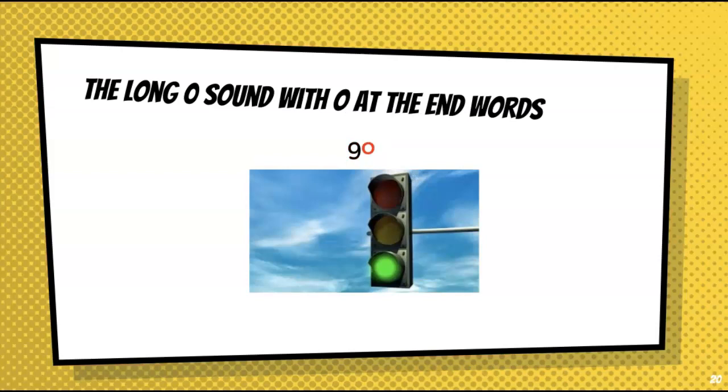Sometimes, though, you don't need the E on the end. If the O is at the very end of the word, it will make a long O sound, like these words. For example, G-O, go, go, go. So even though there's no E on the end, it still makes the long O sound. Go, go.